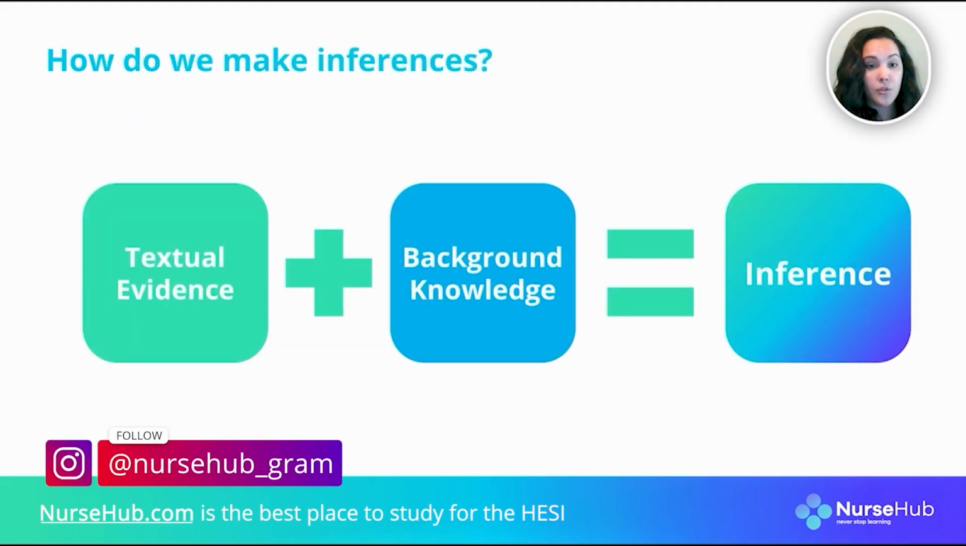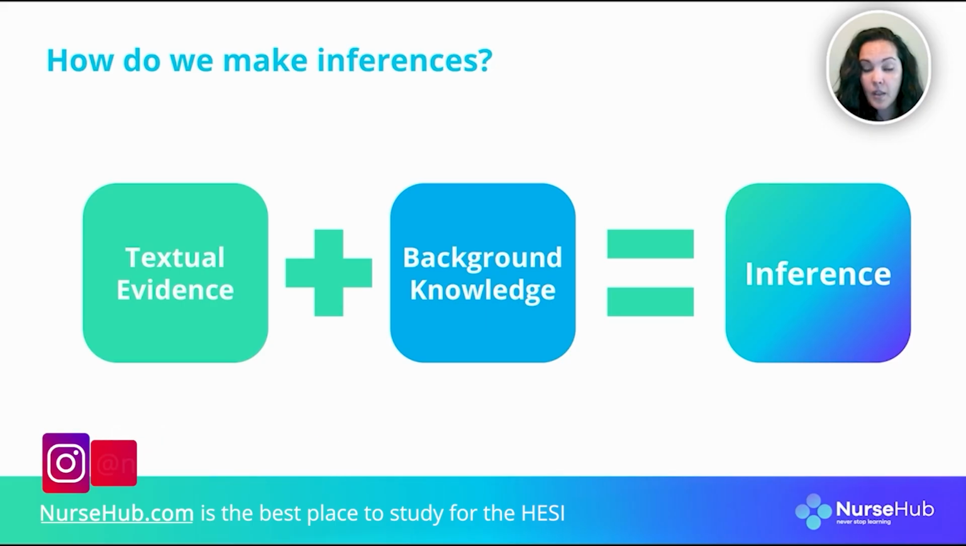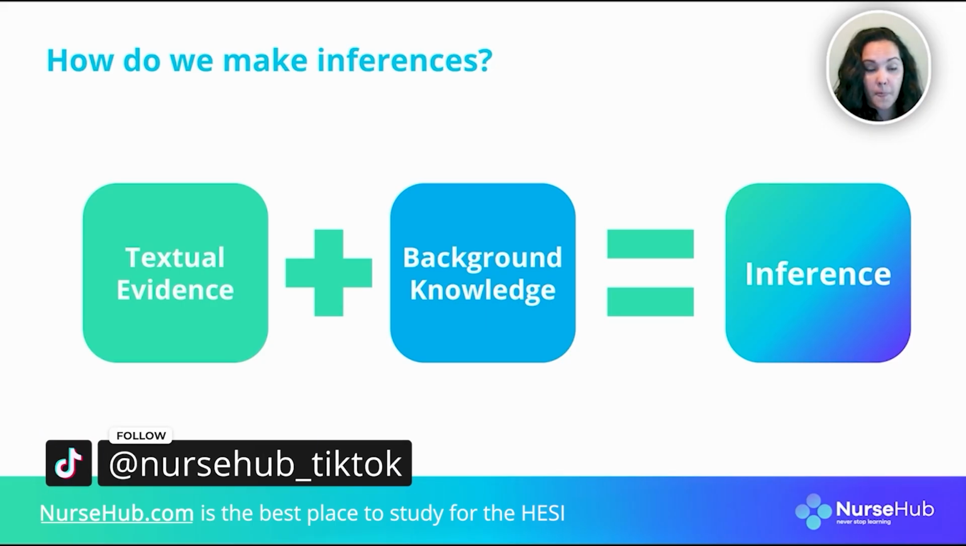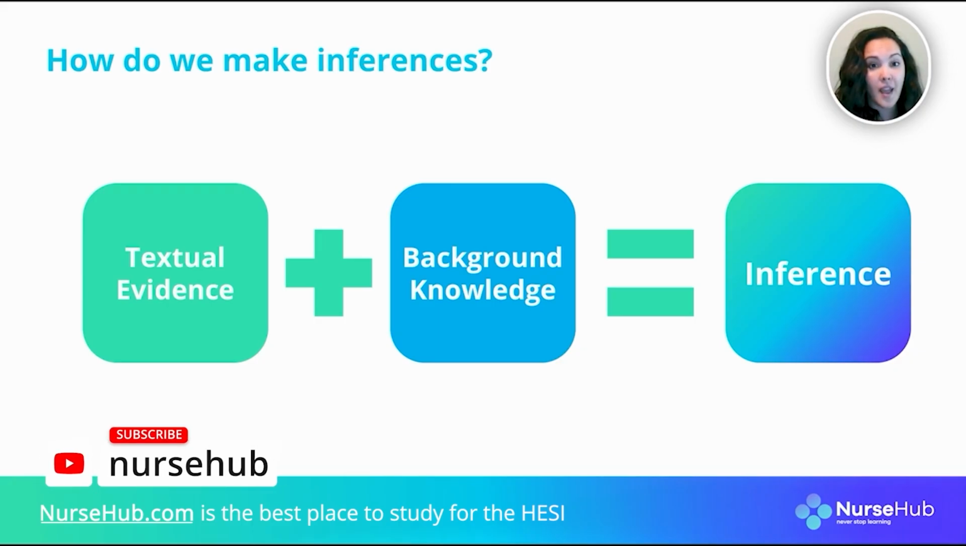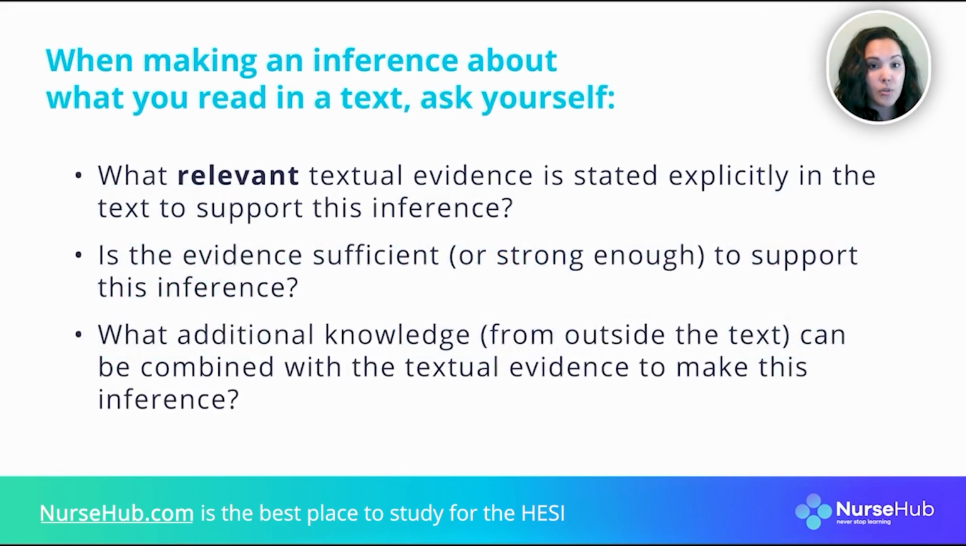All right, for all you visual learners out there like me, here is just a quick little visual for you. Text evidence plus background knowledge equals inference. It's not that difficult, but some people struggle with this skill. So when you're making an inference, here's what you can ask yourself to help yourself out. What relevant textual evidence is stated explicitly in the text to support this? So what can I use from the text that supports it? Is the evidence strong enough to support this inference? What additional knowledge from outside the text can I combine with the text evidence to make this inference?